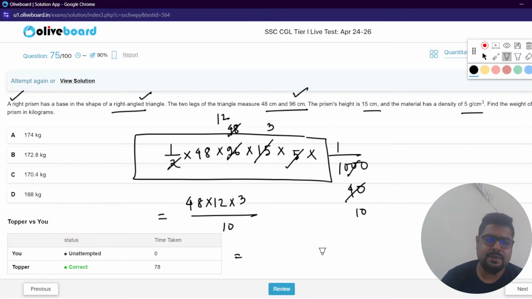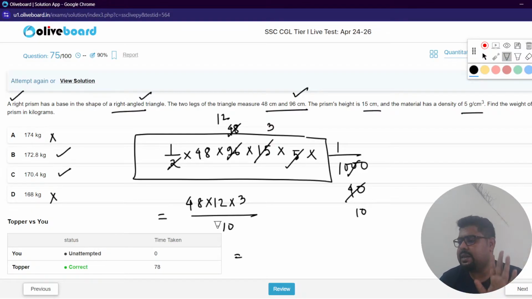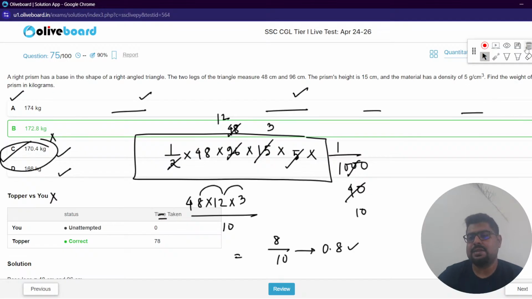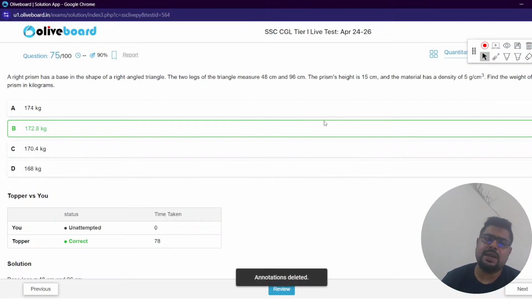Use unit digit, sir. Unit digit will not work here. No, it will work. By 10 meaning, sir, my answer can be either B or C. Option A or D cannot be the answer because there is a by 10 remaining. 8 2s are 16, 6 into 3, 18. So 8 by 10, meaning my unit digit will be 0.8. So my answer will be option B because that is the only option that ends in 0.8. That must be your correct answer.